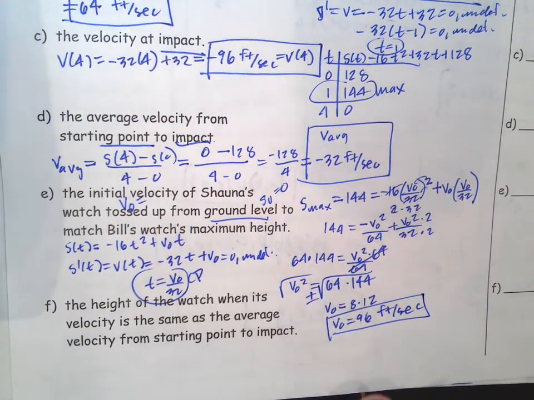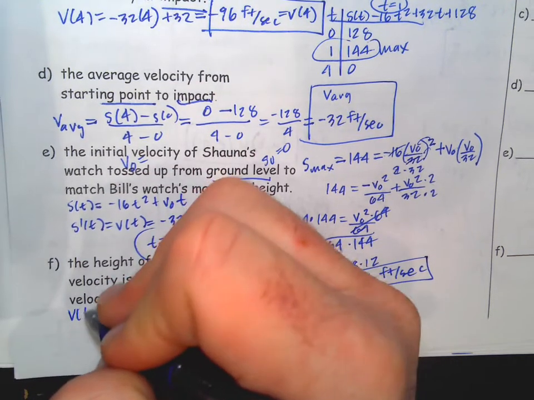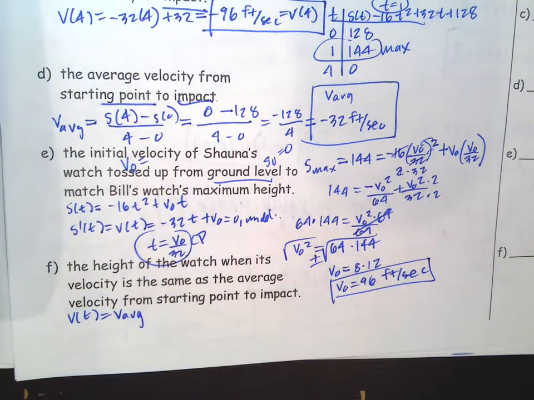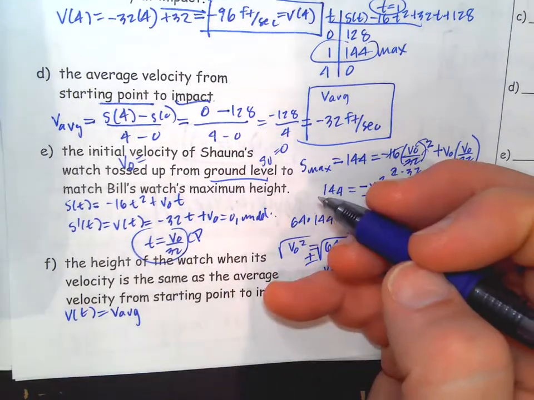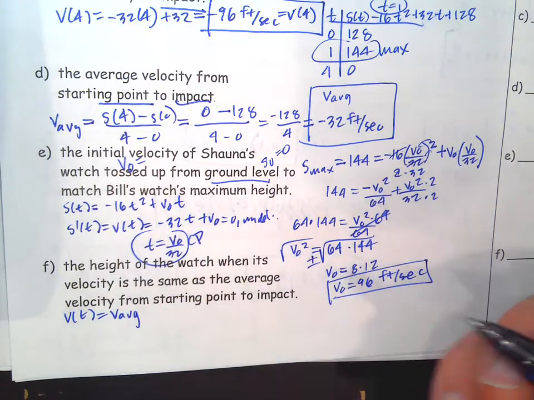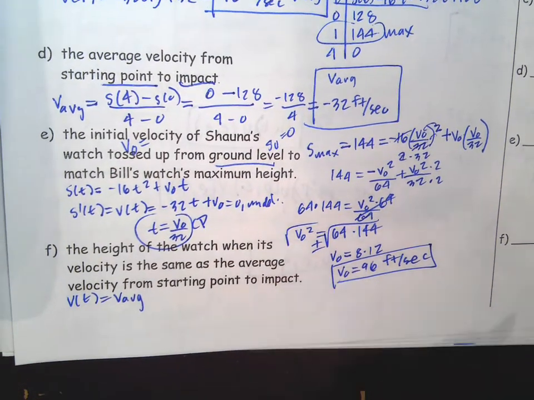Nice. That was fun. The height of the watch when its velocity is the same as the average velocity from starting point to impact. So there's that special thing from mean value theorem that says the actual velocity equals the average velocity. The actual derivative equals the average derivative. Now we already found, I think earlier in part D, that the average derivative was negative 32. The actual velocity, which we have an equation for. So we're trying to find that c value, right? The guarantee of the mean value theorem.